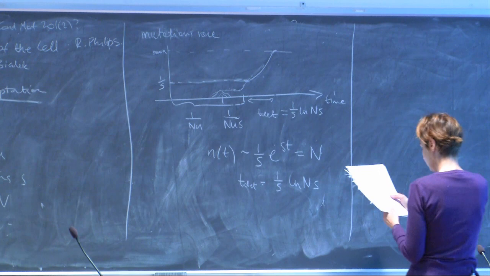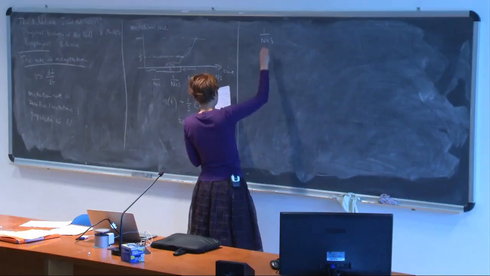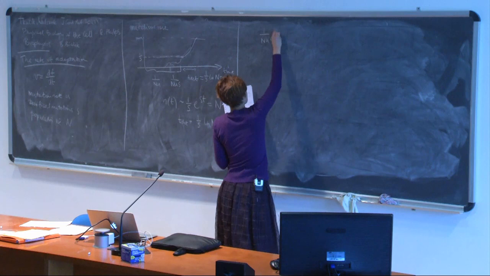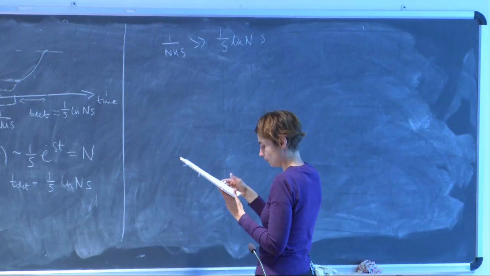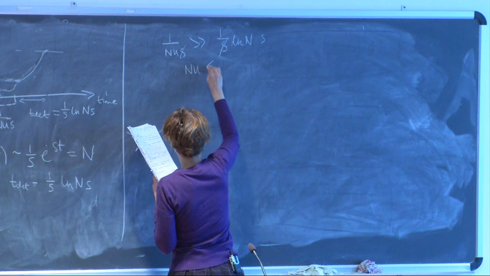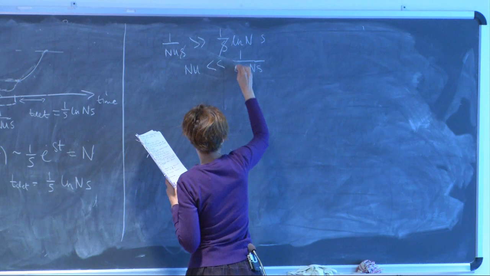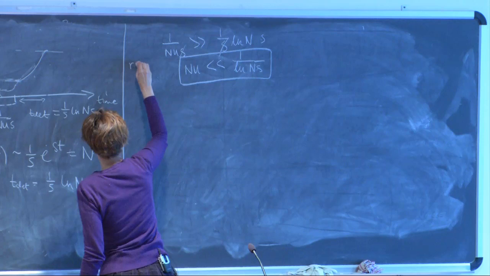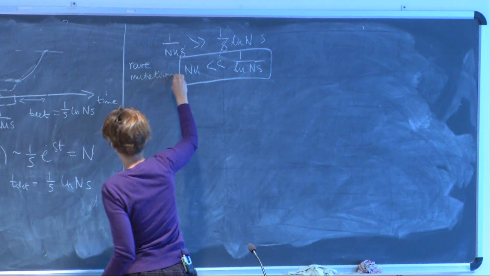That means that 1 over Nu s is much larger than 1 over s log Ns. S cancel, and we get that this means that N u is much less than 1 over log N over s. This is what rare mutation means. Okay.